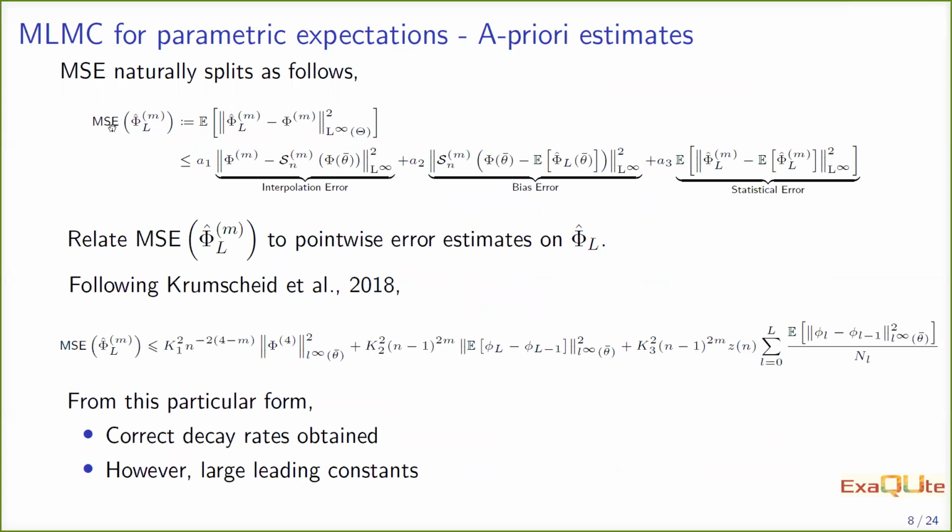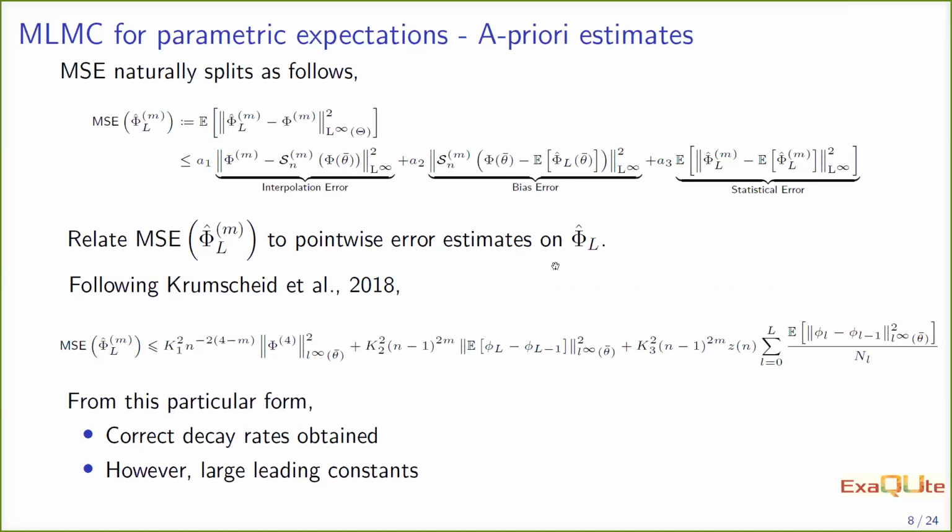We define the mean square error in this L infinity sense. And if you use a triangle inequality with weights A1, A2, and A3, you can see you can work out that it neatly splits into three contributions: the interpolation, bias, and statistical error. Where this one is new right now because of the spline interpolation. We'd like to relate this mean square error to pointwise error estimates on the function.